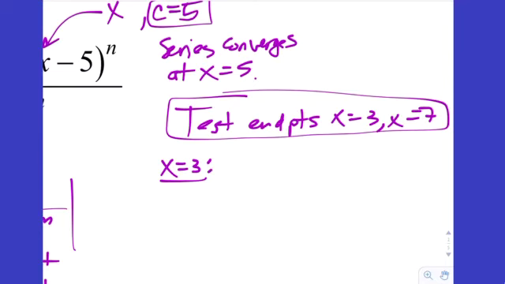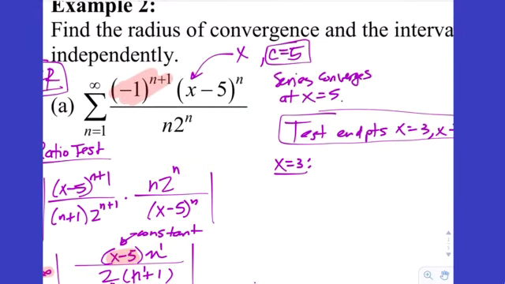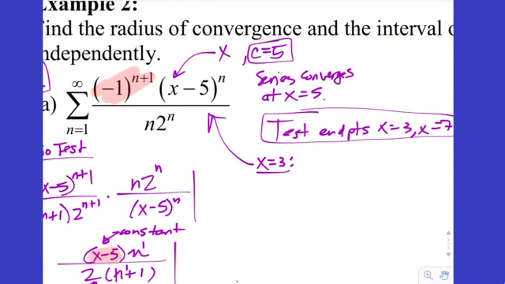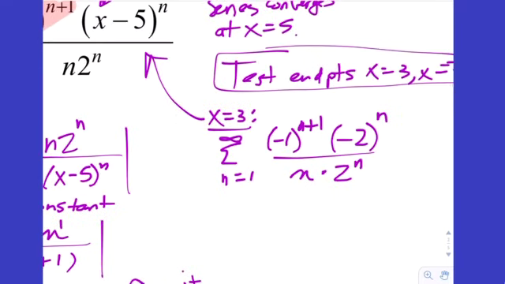If we do x equals 3, again, you want to label your intention because you're doing more than one thing. Here's how you test it. All you're going to do is plug that back into the original series for x. And so that'll look like this. It'll be the sum from n equals 1 to infinity of negative 1 to the n plus 1 times, if you plug in a 3 for x, 3 minus 5 is negative 2, to the n, all over n times 2 to the n. And now, after lunch, we'll do this.